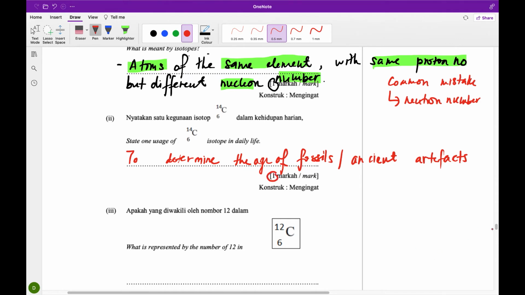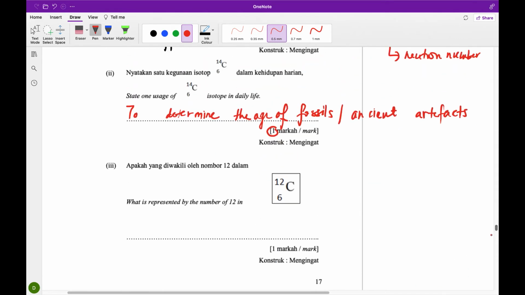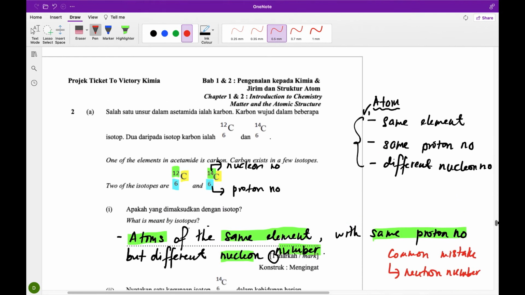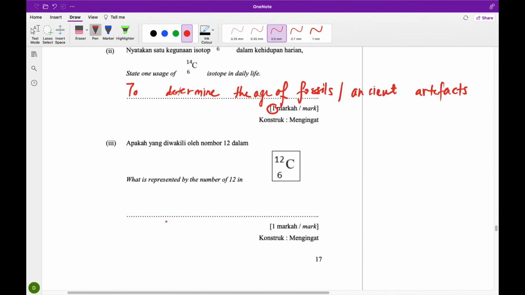So let us move on to the next question. What is represented by the number 12? I've already stated up there, 12 is representing the nucleon number. They're not asking for the meaning. They are asking for the term that represents 12, which is nucleon number. So the answer is nucleon number.